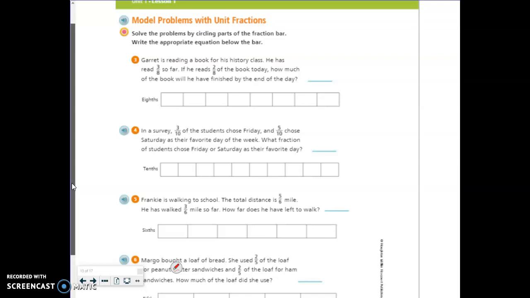We're looking to add these two things together. So we are taking the 3/8 of the book he's already read, and we are going to combine that, or add that, to the 2/8 he's going to read today. We're putting those two things together. We're not looking for the difference. We're not looking for how much apart they are. We're combining the two.